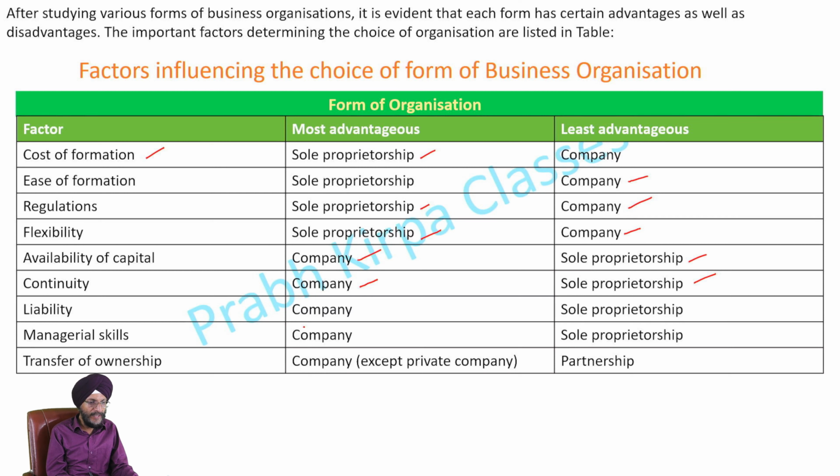In the case of liability, the company has the most merit, because the liability of the shareholders is limited, whereas the liability of the sole proprietor is unlimited. That is, his personal assets can be attached to pay off the liabilities of the business.